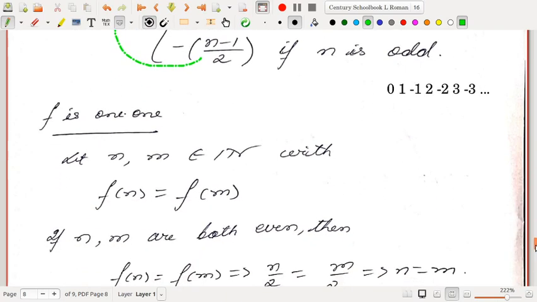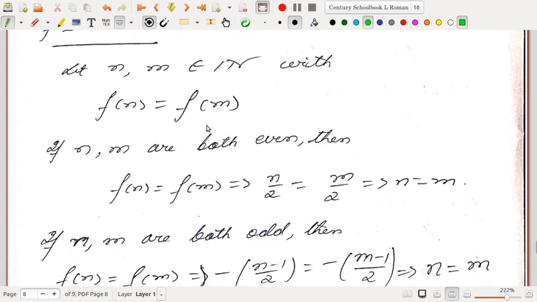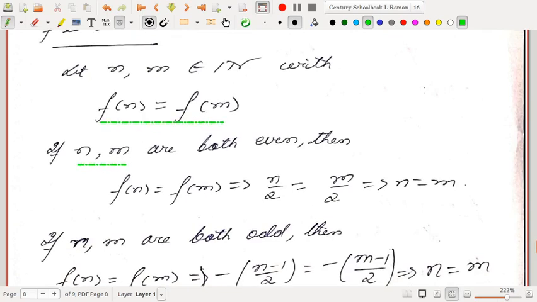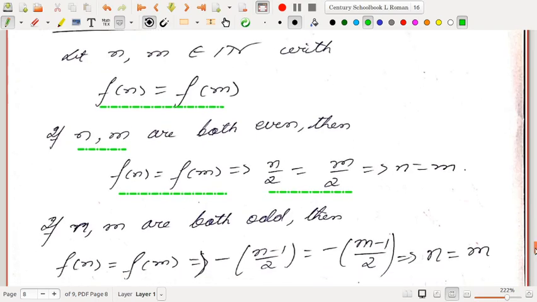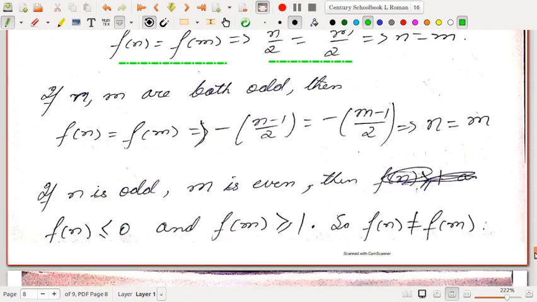So we start with n and m inside the set of natural numbers with f(n) equal to f(m). There are several cases. n and m may be both even. Then the values of the functions are n by 2 and m by 2, so they are equal. This implies that n is equal to m. If n and m are both odd, then f(n) equal to f(m) will imply that minus (n minus 1) by 2 equals minus (m minus 1) by 2, and this will imply that n equal to m.